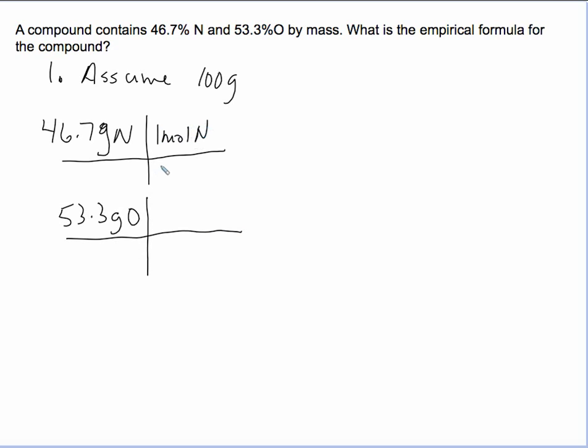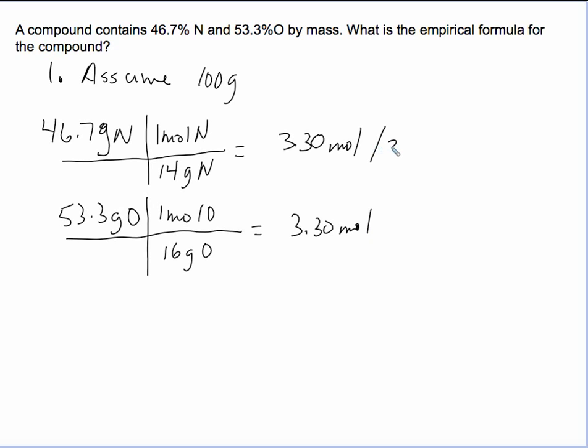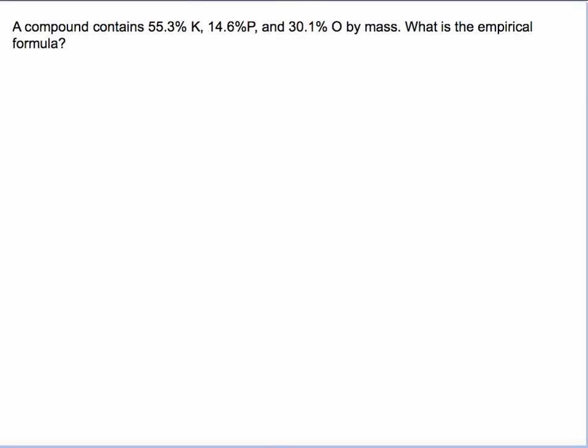So for every 1 mole of nitrogen, it's roughly 14 grams of nitrogen. And if you do the math there, you end up getting about 3.30, something like that, moles. And if you do it for oxygen, 1 mole oxygen is 16 grams of oxygen. If you do that one, you also get about 3.30 moles. And so take the smallest number and divide it by itself, where they're both the same number. And so basically they're going to be in a 1-to-1 ratio. So the simplest empirical formula for this problem is N with 1 of those and 1 O, 1 oxygen.